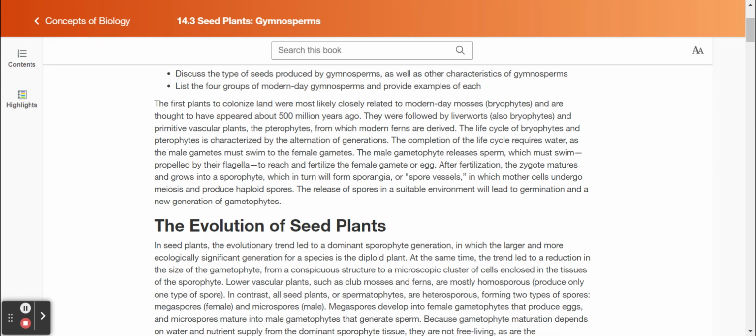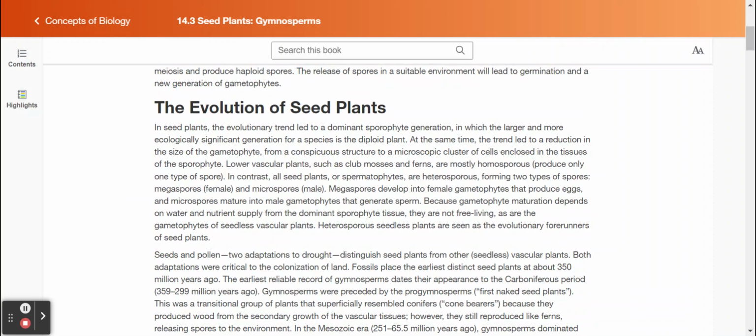After fertilization, the zygote matures and grows into a sporophyte, which in turn will form sporangia, or spore vessels, in which mother cells undergo meiosis and produce haploid spores. The release of spores in a suitable environment will lead to germination and a new generation of gametophytes.